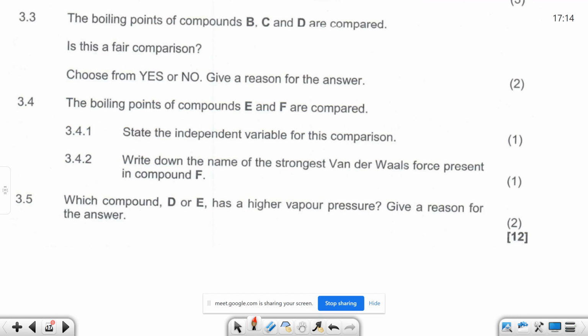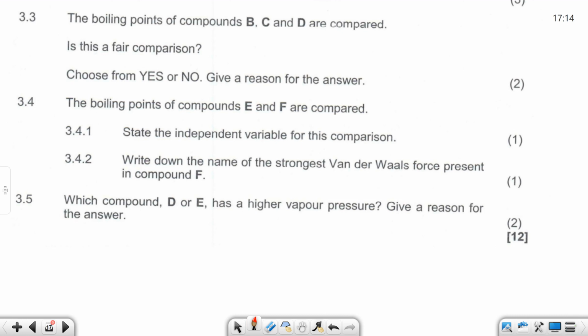The boiling points of compounds B, C, and D are compared. Leslie, what are you saying? You should be here, Leslie. Okay, B, C, and D are compared.